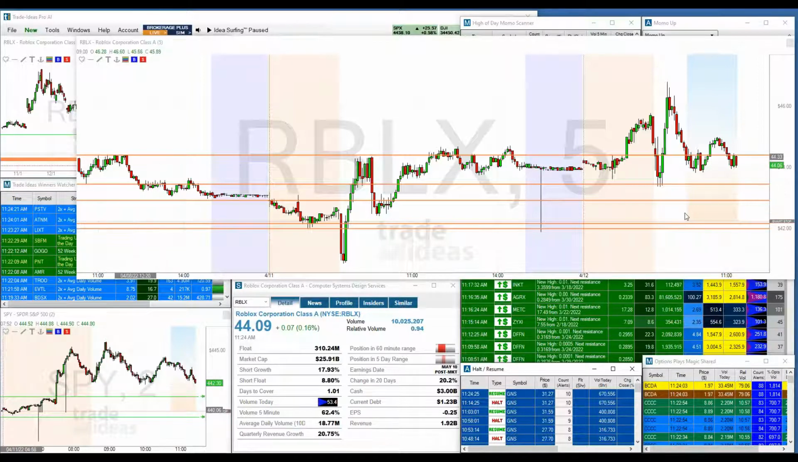Okay, 44.25, 44.35 in that area. I would lock in profit, or I scale out. If I scale out, then I would move my stop on the rest below this area. And if we go below here, then I stop out the rest.